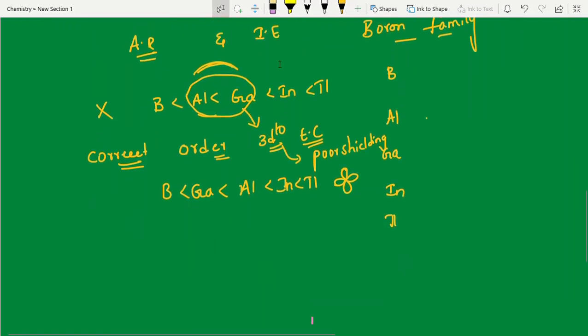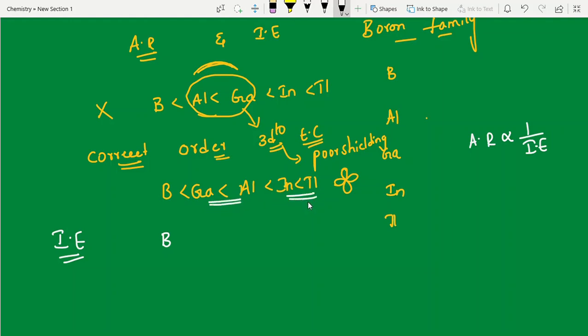Ionization energy. Can you try this one? In ionization energy, the boron family plays an important role. Atomic radius is inversely proportional to ionization energy. If you have any irregular trend in atomic radius, definitely ionization energy will also be affected. So here again two cases. Here you will get an exceptional case. Here also you will get an exceptional case.